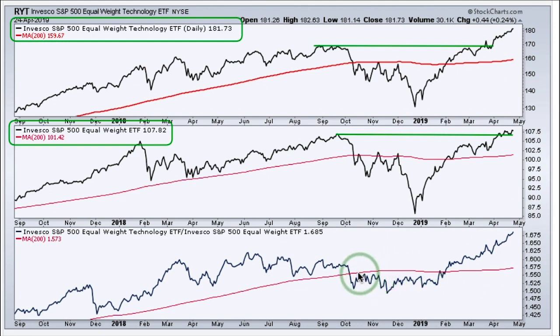And if we look at the ratio of technology to the equal weight S&P 500, you can see it was breaking out in late January and early February. That was the early sign that technology was leading. And technology has just been on a real tear in February, March, and April. Yeah, it's getting extended, but clearly this is the higher risk end of the market and money continues to flow into it. So I think that's net positive for the broader market.